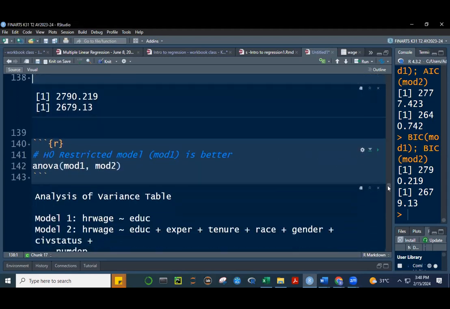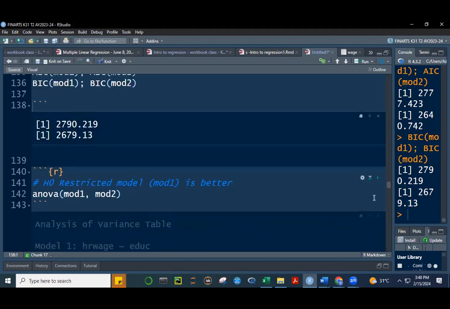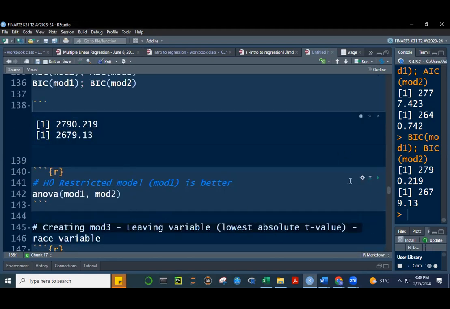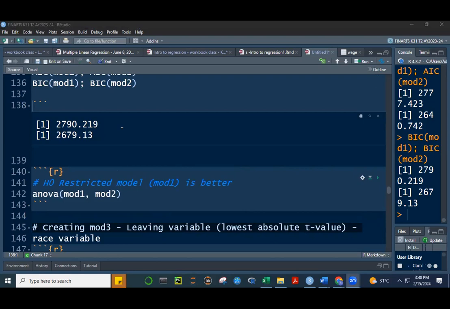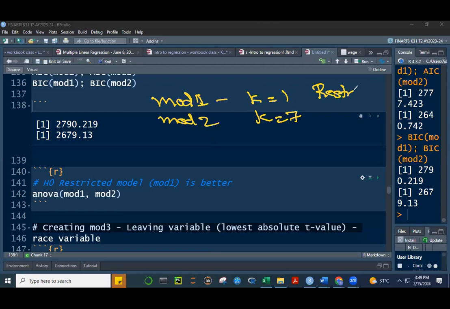Okay. Now, there's a statistical approach, class, to determine which is better, model 1 or model 2. Okay, let me explain this. So take note, class, model 1 has one predictor, k is equal to 1 here, right? One predictor. Model 2, k is equal to 7. So if we compare model 1 and model 2, this model 1 is your restricted model. Model 2 is your unrestricted.